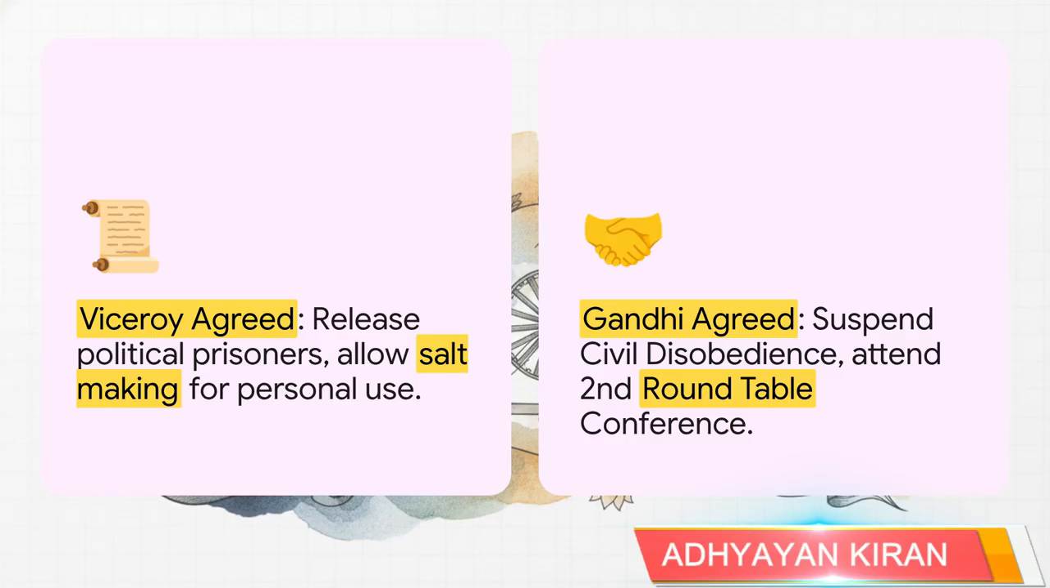The resulting Gandhi-Irwin Pact of 1931 was a massive psychological victory. For the first time ever, the Indian National Congress was negotiating on an equal footing with the British government. The Viceroy agreed to release political prisoners not convicted of violence, return unsold confiscated lands, and crucially allow coastal villages to make their own salt for personal consumption. In return, Gandhi agreed to suspend the mass movement and travel to London to participate in constitutional talks.